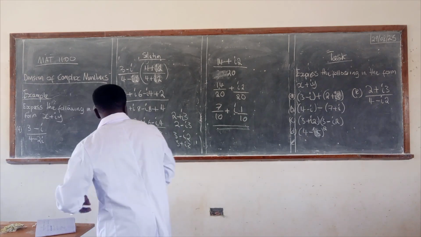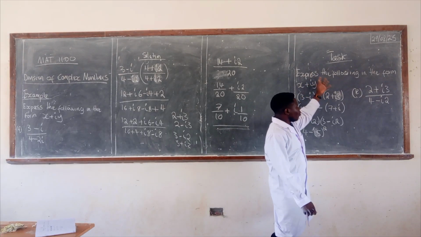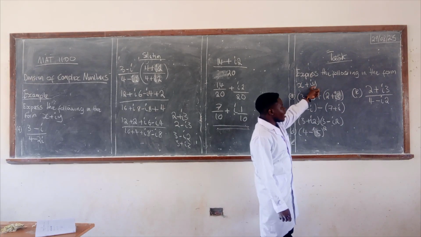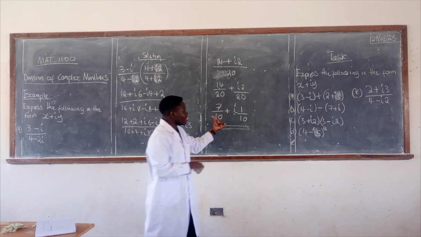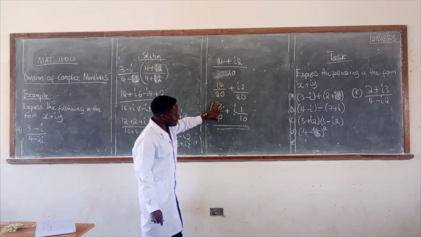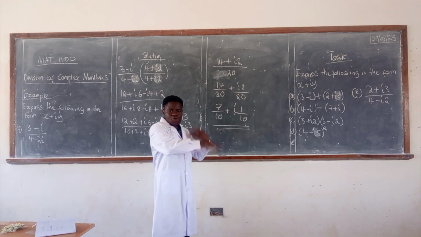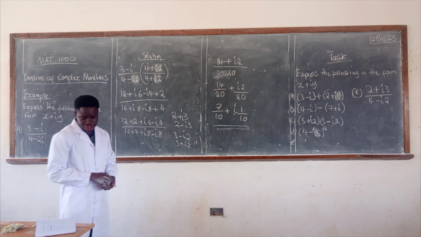Remember, pay attention to the instructions here. We're expressing all of this in the form x plus iy. Even after we divide, like in the previous example, we couldn't leave it at that point, because we had to leave it in the form x, the real part, plus iy. So we always have to put it in that form, depending on the question.